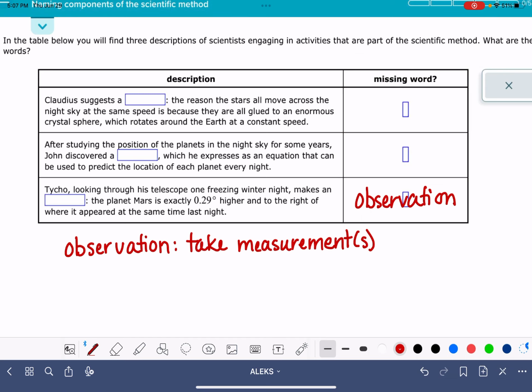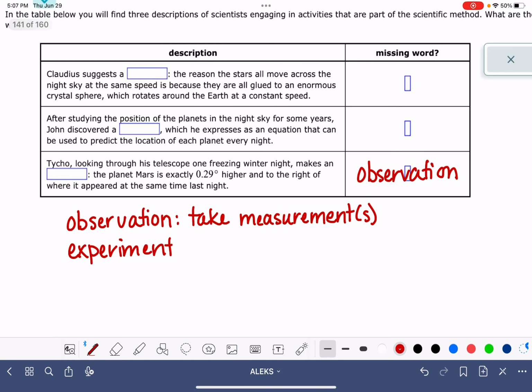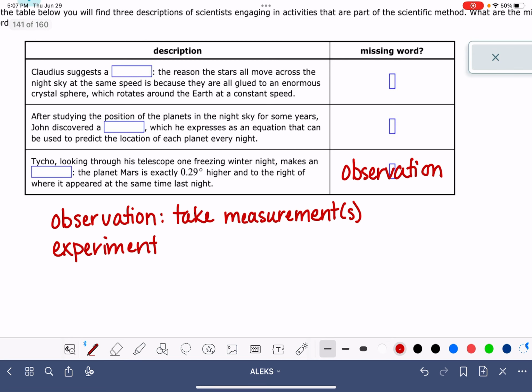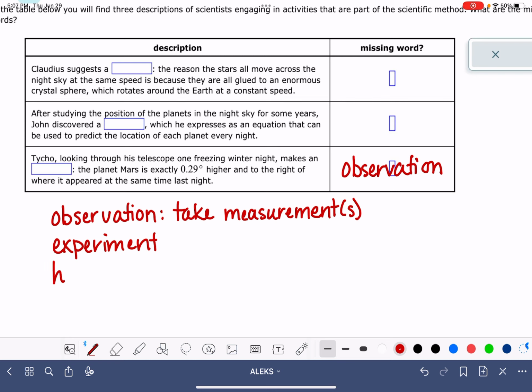Then also there is an experiment. And I think that's probably pretty easy for you to identify. It's just a setup of some kind of situation where you can take measurements. So something that you would do in the lab or in the field in order to collect data. We have a hypothesis. And a hypothesis is a guess.